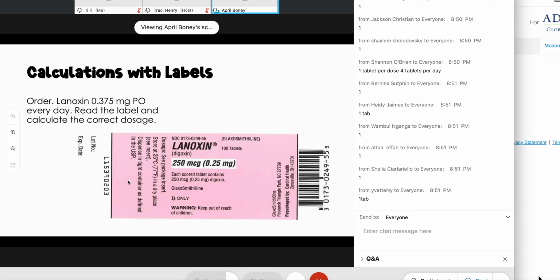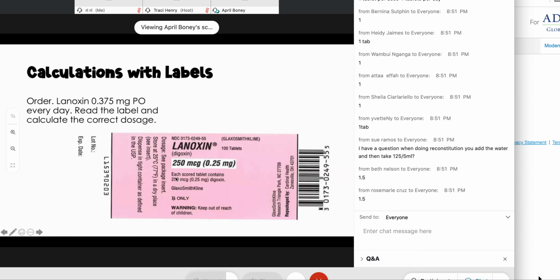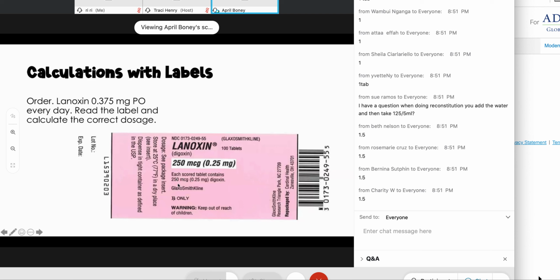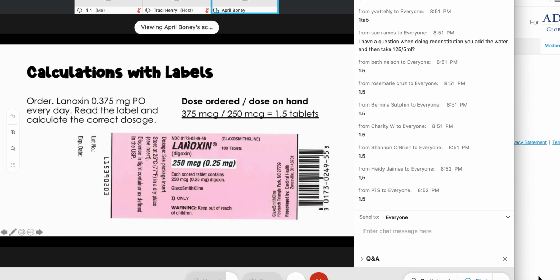Okay, let's look at this label. Our order is for 0.375 milligrams PO every day. We're going to read the label and calculate the dose. Our concentration, you have to get off your label. I'm going to give you a minute to try to find it. It says each scored tablet contains 250 micrograms of digoxin. So my tablets are in micrograms. My order is in milligrams. I'm going to have to do a conversion.